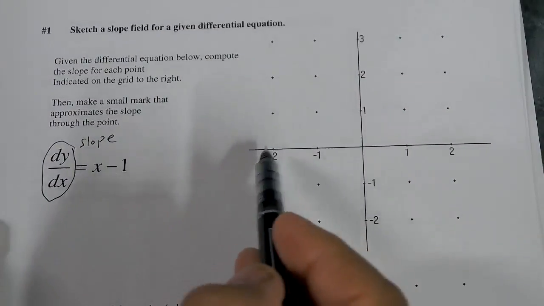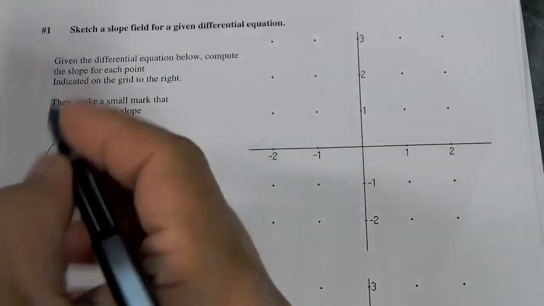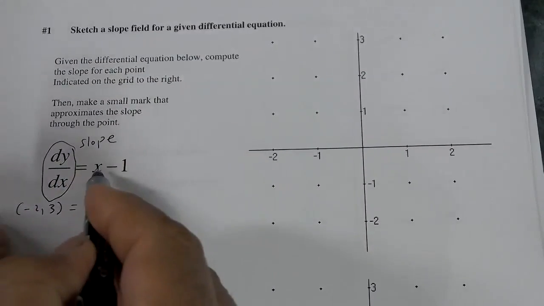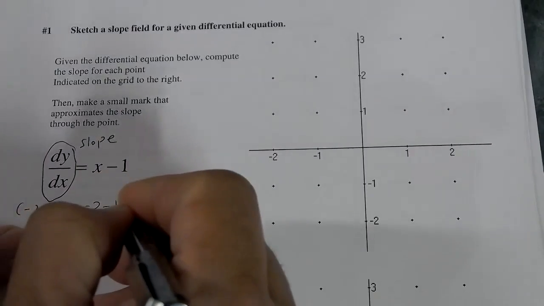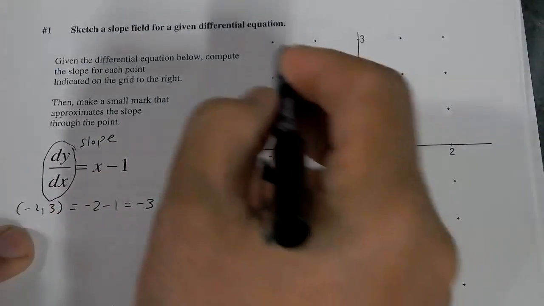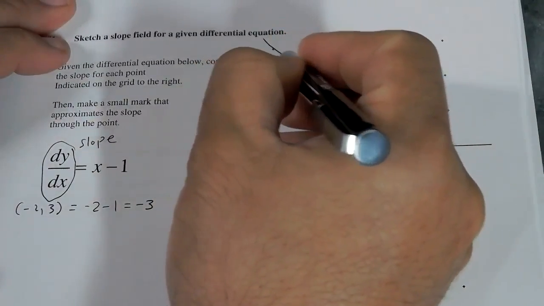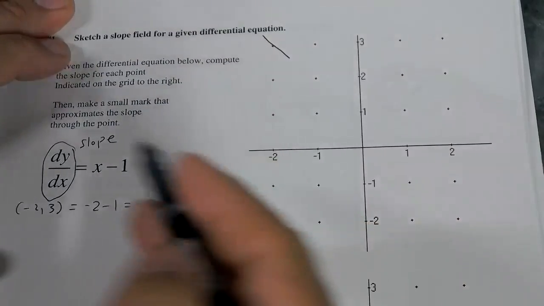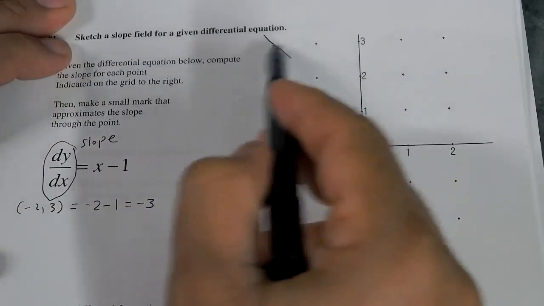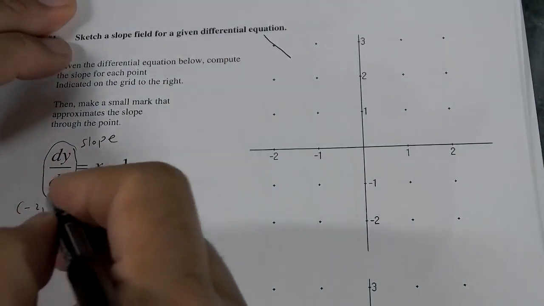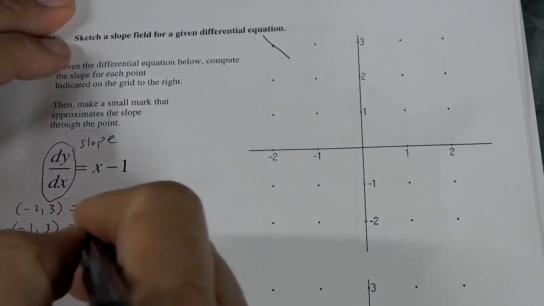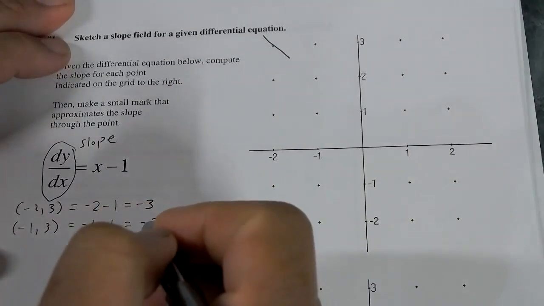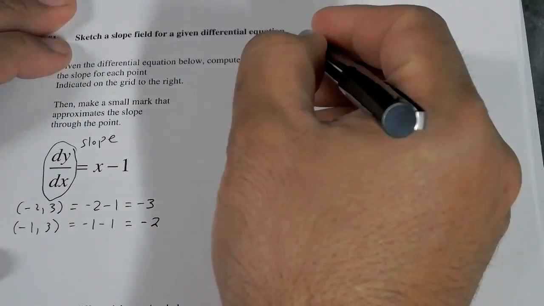I'm going to start with the leftmost, which is -2, 3. At -2, 3, what is the slope? Well, plug in x to be -2. -2 minus 1 equals -3. So the slope here is -3, so the slope must go down this way. I'm going to keep continuing for every single point, going across real quick. At -1, 3, that gives me -1 minus 1, which is -2. As you see, this slope is not as steep as that one, so we might make it a little bit flatter.